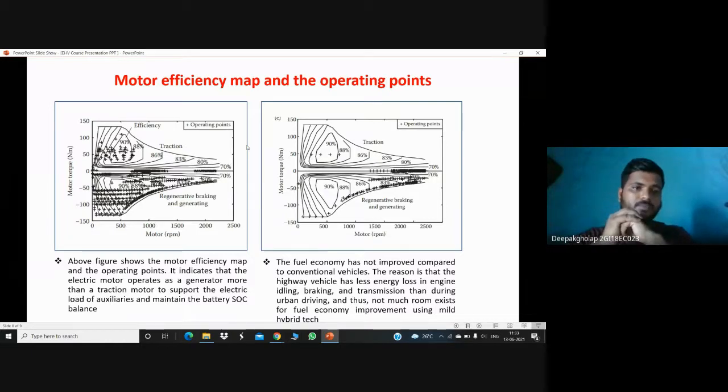Here you are seeing two graphs, which are motor efficiency maps. Here we are representing different operating points. The y-axis is the motor torque, and the x-axis is the motor speed.